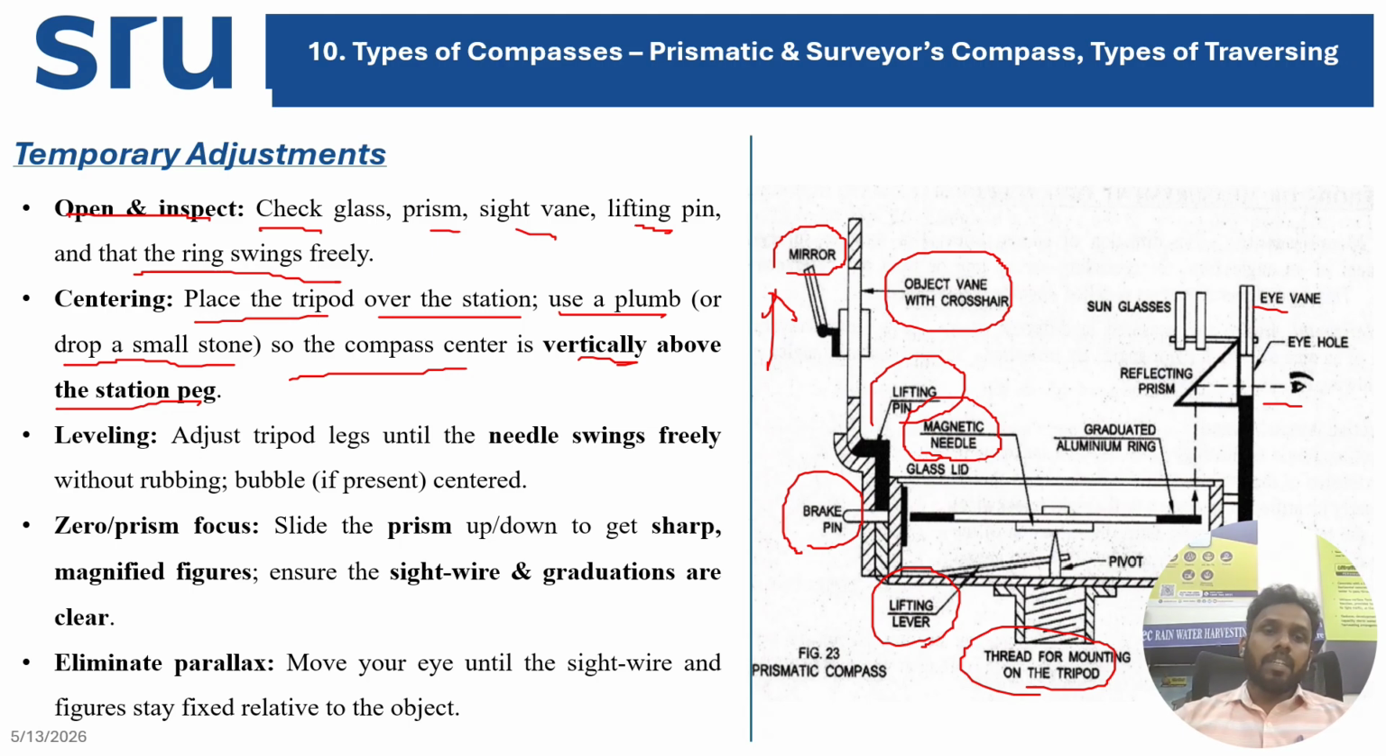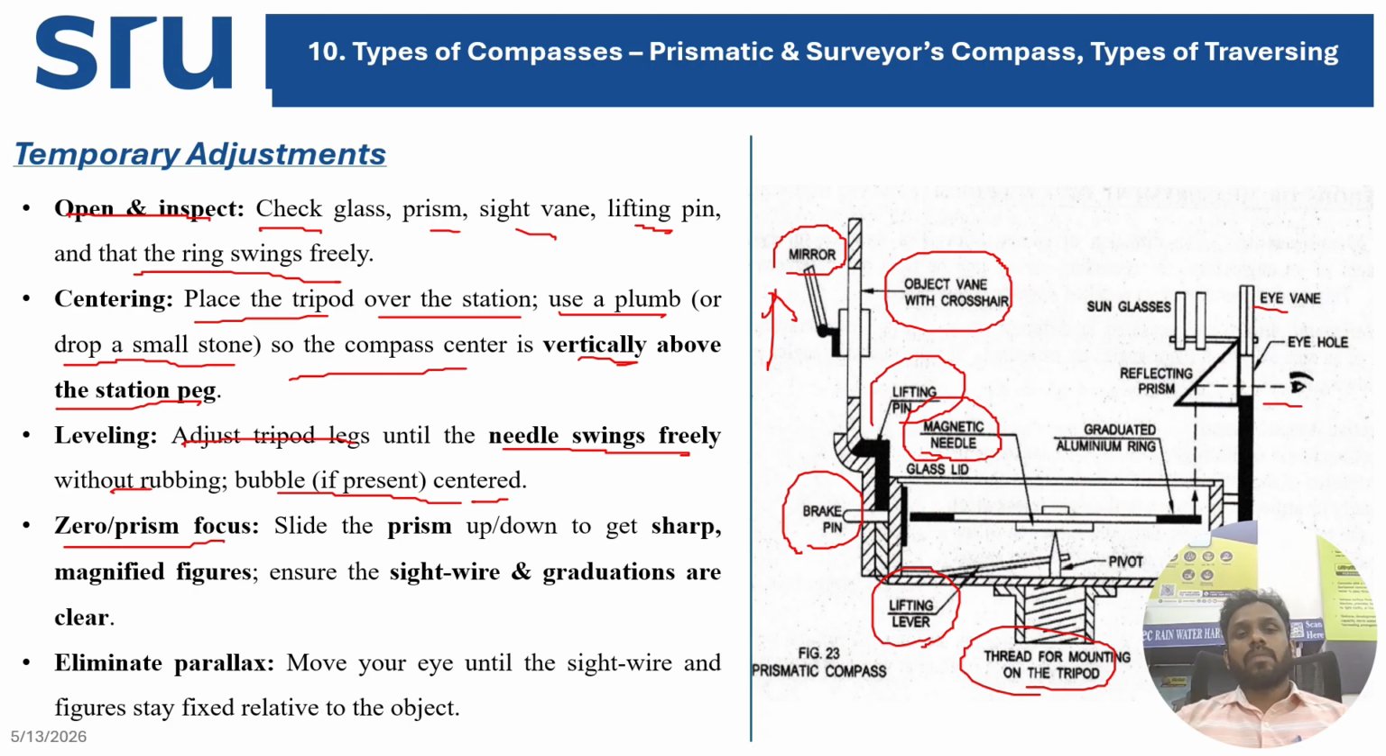Then leveling. So you have to adjust the tripod leg until your needle swings freely. Your needle should be swinging freely, so it won't touch any part of your compass, right? So that has to be done by adjusting your tripod leg. Without rubbing, or if a bubble is present, it has to be centered. If there is a spirit level, it has to be centered before starting your reading.